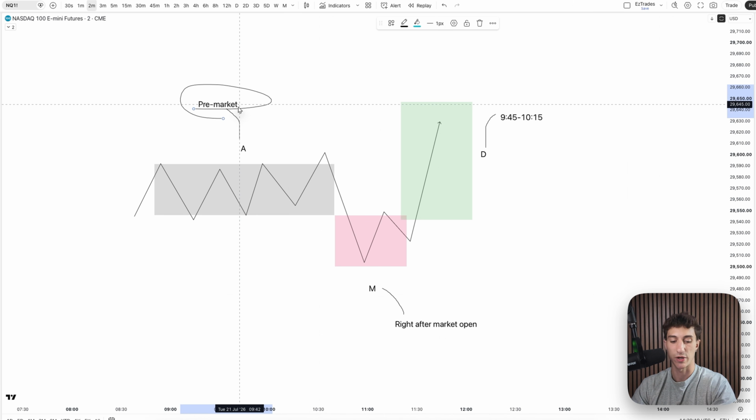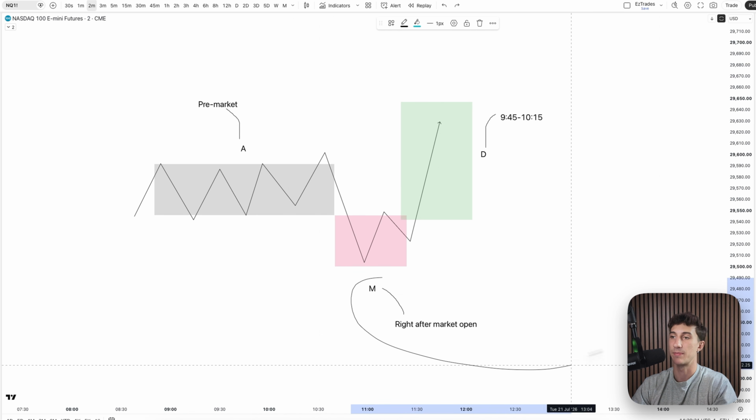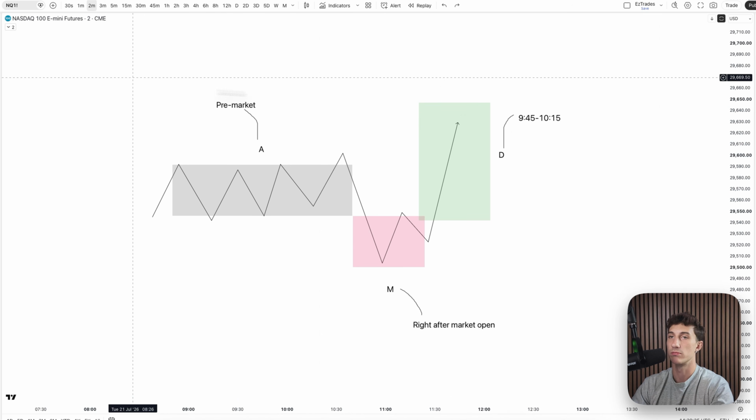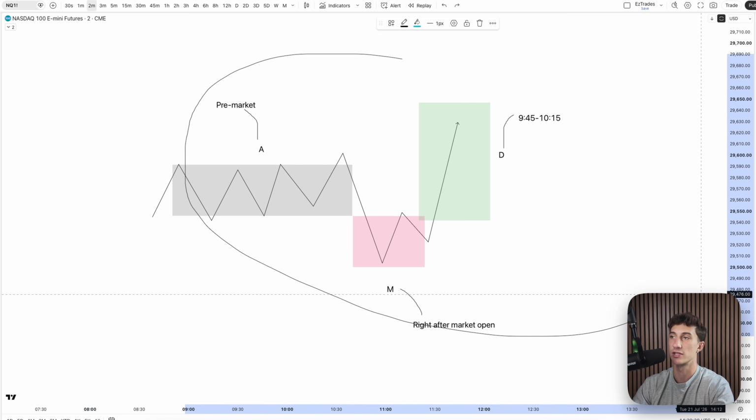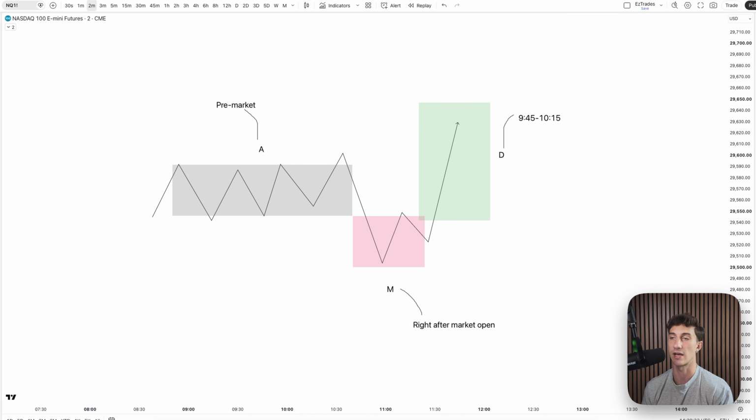Okay, let's get a little bit more in depth here because this is still pretty broad, right? What exactly does pre-market mean? What exactly does manipulation look like? And how do we enter the trade? Most people will just cover this, but this is just the foundation. To have a true 70% plus win rate trading model, you need to add some more confluences.